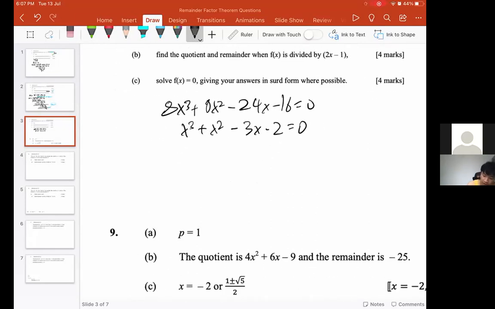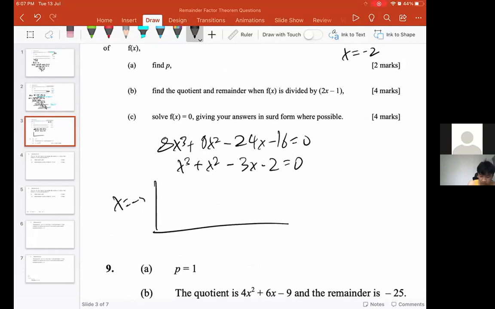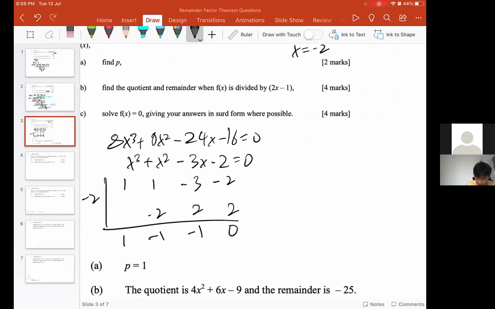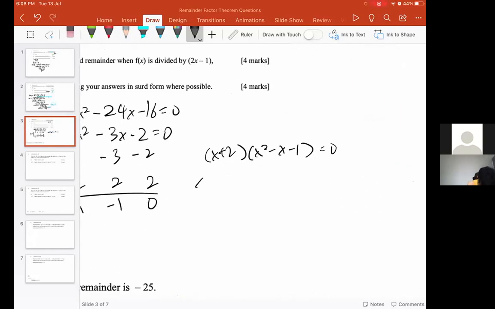Instead, we can just move on to synthetic division, where we can use the factor given here, x equals -2, to help us. So x equals -2 here, we write the coefficients down of all the powers. And we begin working: 1 times -2 is -2, minus 1, which is -2... and then -1 times -2 again, 0. So we have x plus 2 times x squared minus x minus 1 equals 0. So we have several different answers now. We have x equals -2, and x squared minus x minus 1 equals 0.